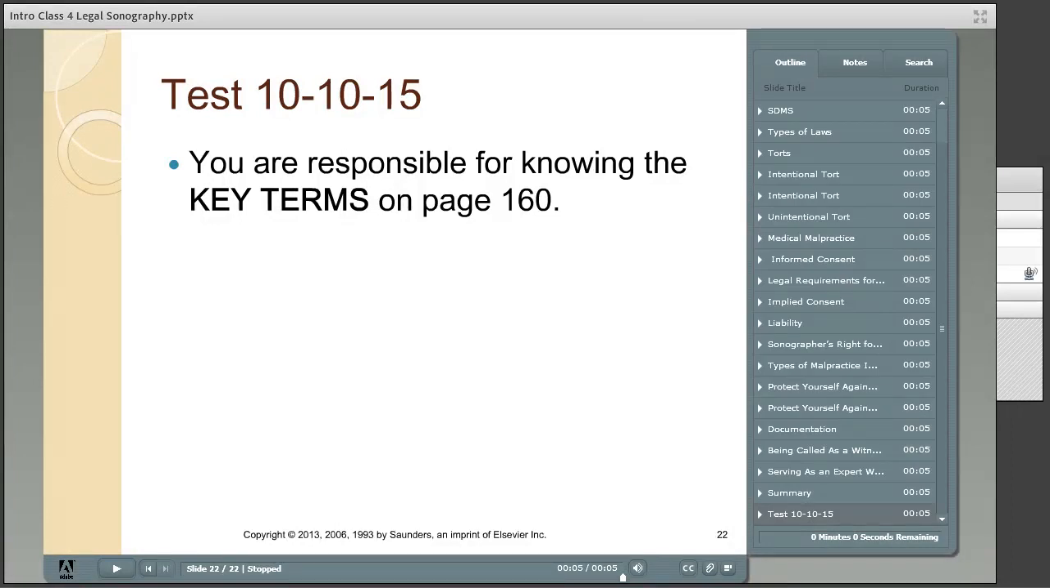Duty refers to the standard of care that the medical professional is required to follow. Breach refers to the defendant's failure to meet that standard of care. Harm refers to the injury suffered by the plaintiff. Causation requires that the defendant's failure to meet the standard of care was the actual cause of the plaintiff's injury.